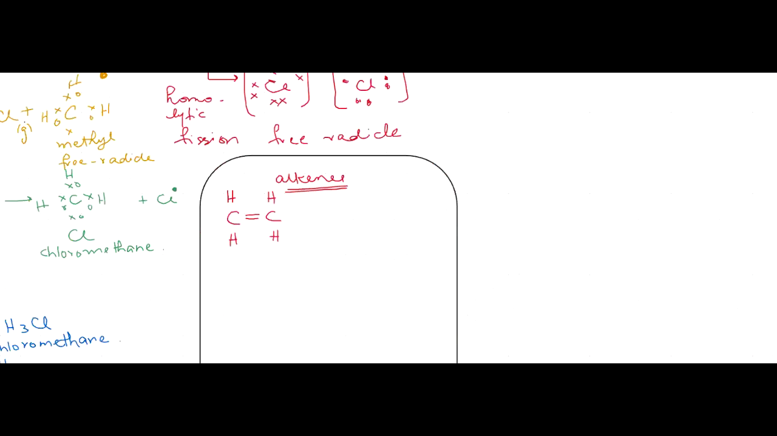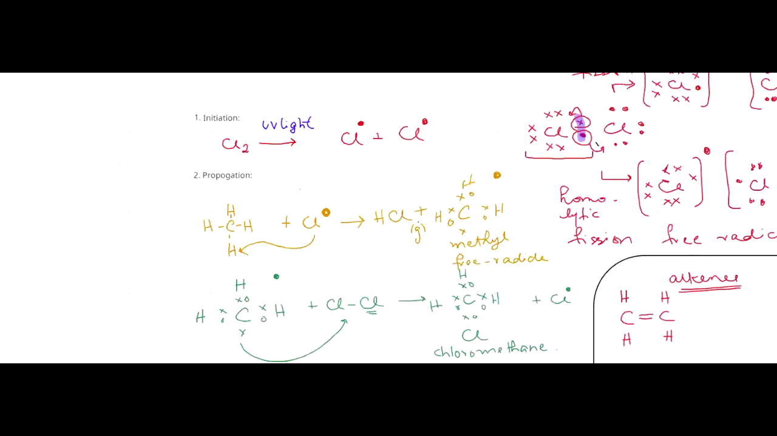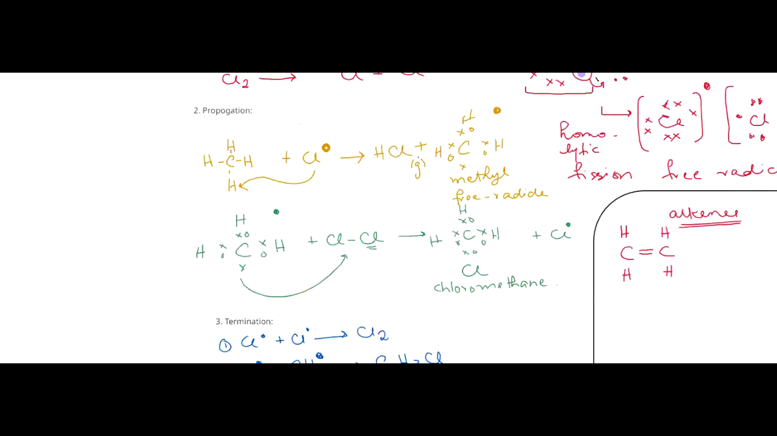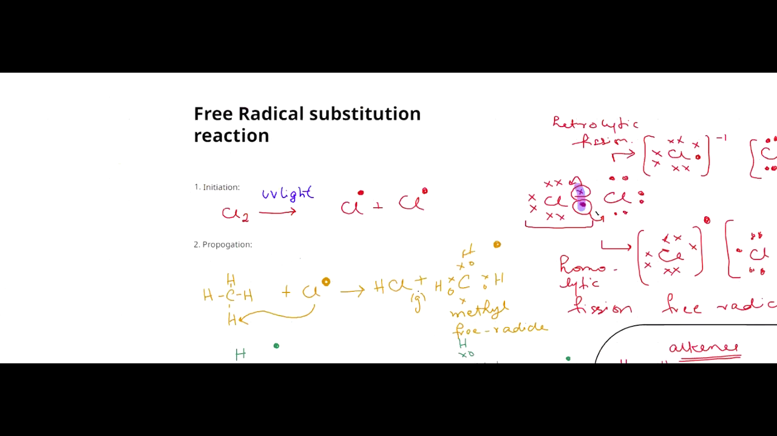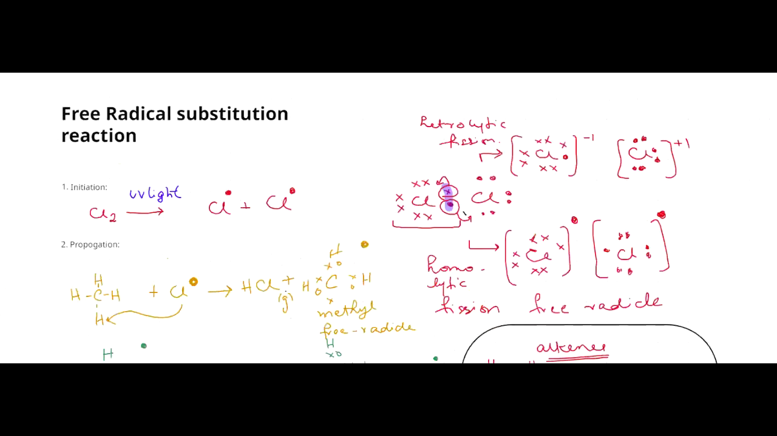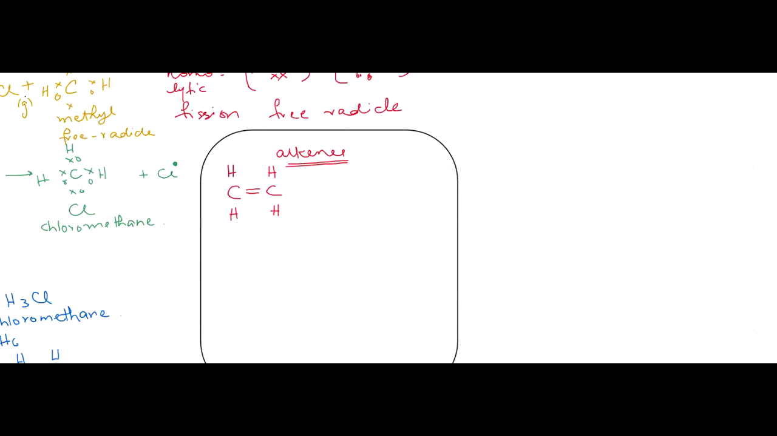alkenes react. Okay. So, for an alkane to react with chlorine, you need UV light. All of this free radical substitution, initiation, propagation, termination has to happen. Only then is an alkane going to react with chlorine. Now, if an alkene wants to react with chlorine, the situation is quite simple. Okay. Between the two carbon atoms, we have a double covalent bond.